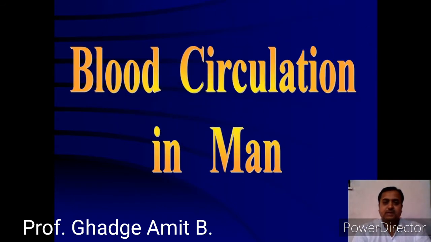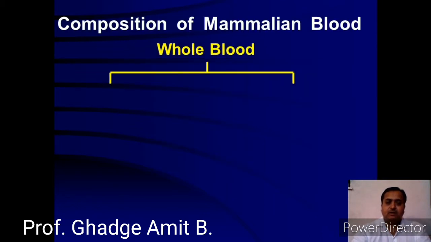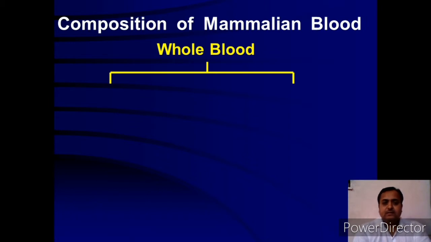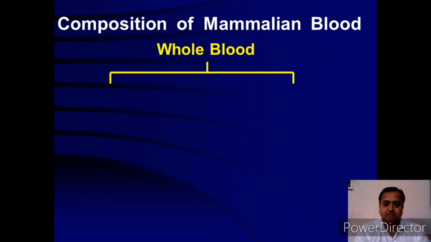Namaskar. Today we are going to study a topic from physiology, that is blood circulation in man. As we all know, blood is a fluid that is flowing throughout the body and it supports life. Here we are going to study the first topic, composition of mammalian blood.